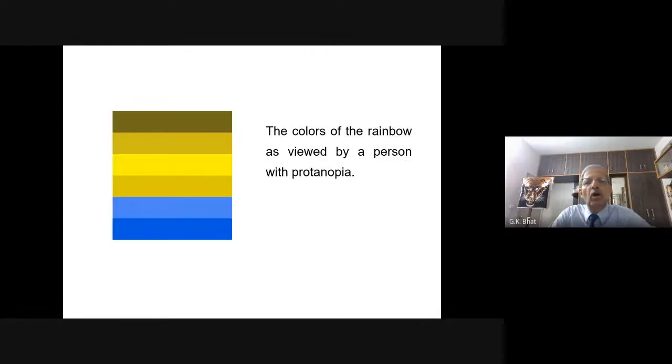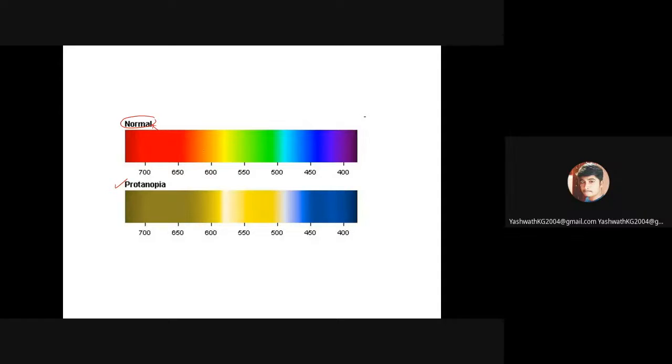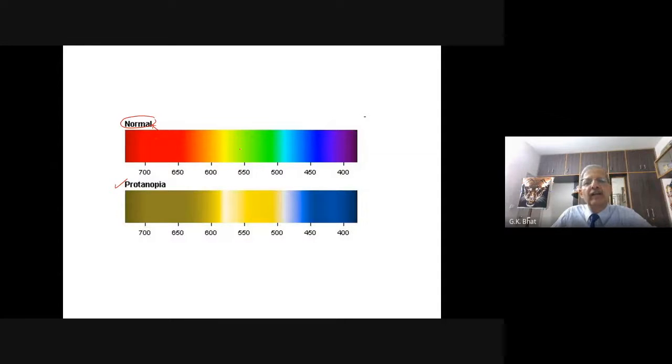Look here. This is what you see, the colors of the rainbow as viewed by a person with protanopia. Here, actually, it is supposed to be seen as red. Are you seeing red here? No, you are not supposed to see. Now, this is what normal vision sees. I am sure we are all seeing red here. And the individual suffering from protanopia feels it like this. See how it appears red and green for us.